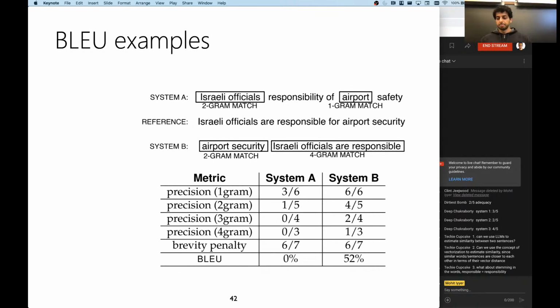All right, what about stemming in the words responsible equals responsibility?